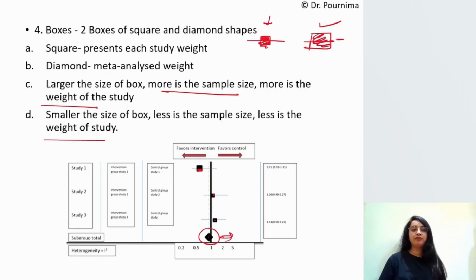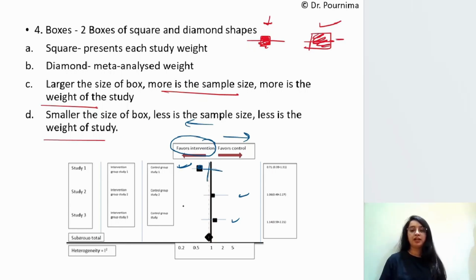Now if we try to integrate all that we have learned, here we can see that study one has a larger box. That means it has more sample size, and as compared to the others, it also has a smaller confidence interval, and it is favoring the intervention. So what we have written here is that if it goes towards the left, it is favoring intervention. If it goes towards the right, it is favoring control. But again, there is one caveat: if the confidence interval line crosses this vertical midline, then the study is not shown to be significant.